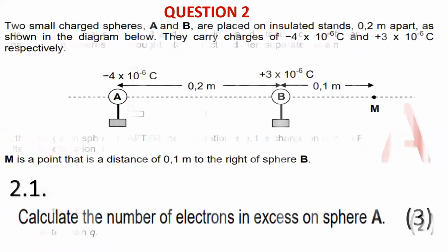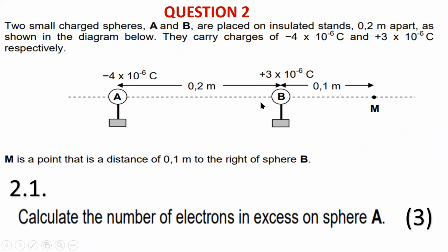All right, so next question, question 2. We have 2 small charged spheres, A and B. First of all, spheres A and B are 0.2 meters from each other, the distance between them, and then B is 0.1 meter away from point M. Okay, all in the diagram you see. And then let's see what they ask. All charges are given, charge of A, charge of B, everything is given. M is a point, all right. There's no charge, nothing there, just point M. Distance from B, 0.1 meter, all right.